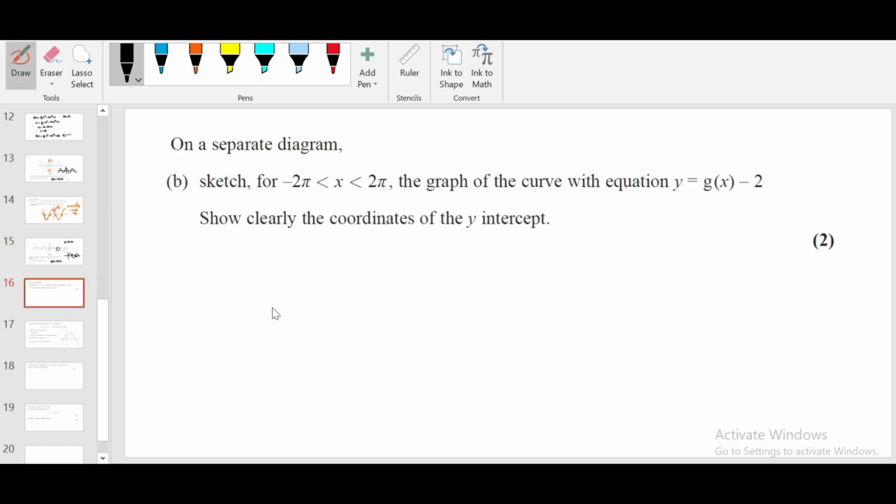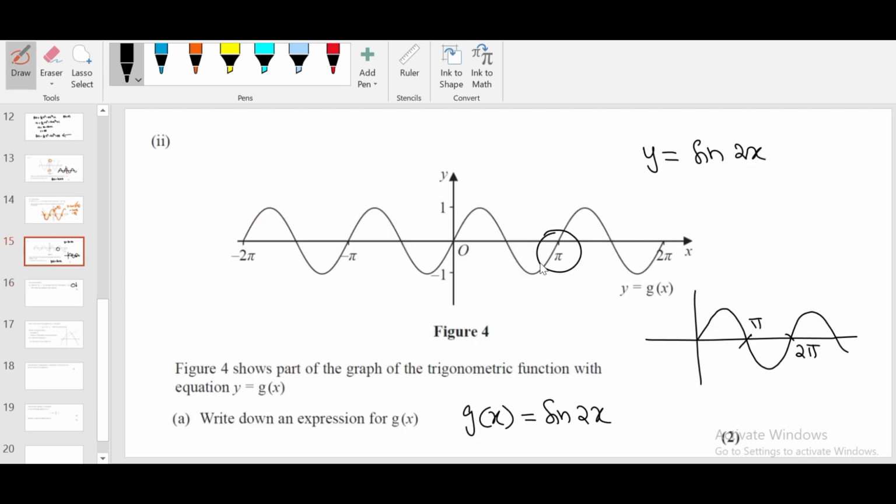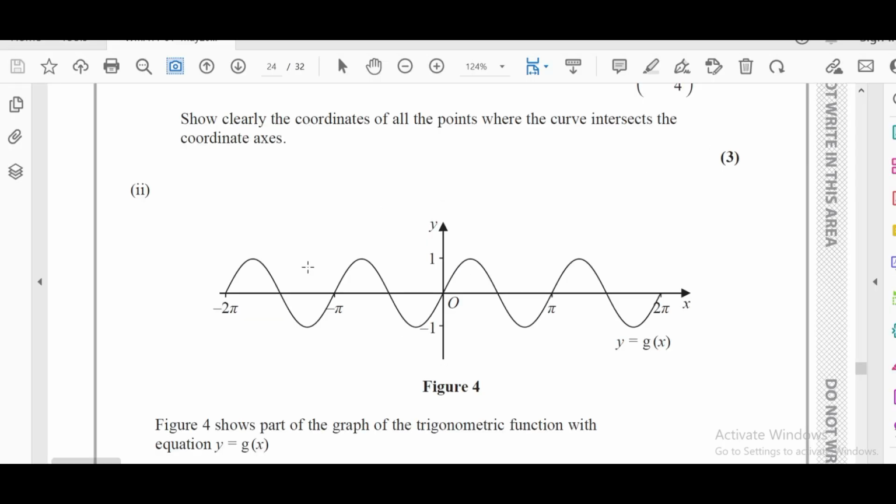And I'm going to move on to the next part of the question. On a separate diagram, again they want you to sketch a graph of g(x) minus 2. When the number is outside, minus 2, it's a translation. You need to move the graph downwards 2 units. So you need to take the same graph and move it downwards 2 units.